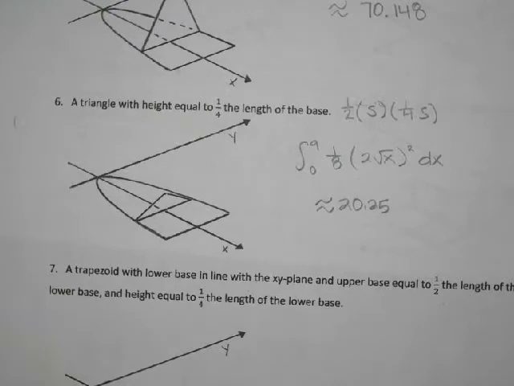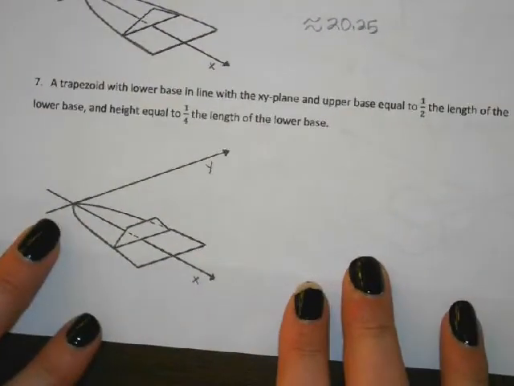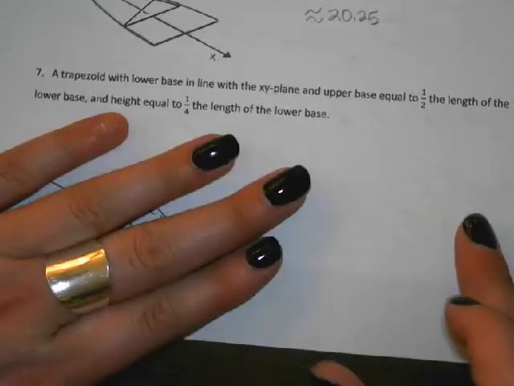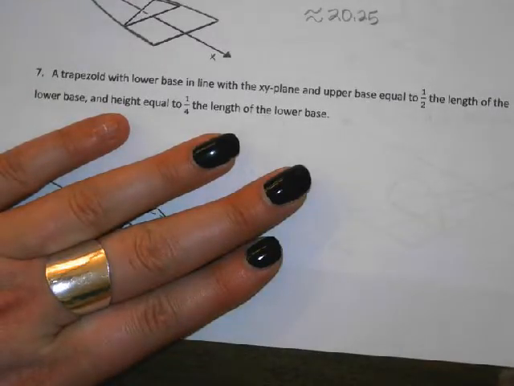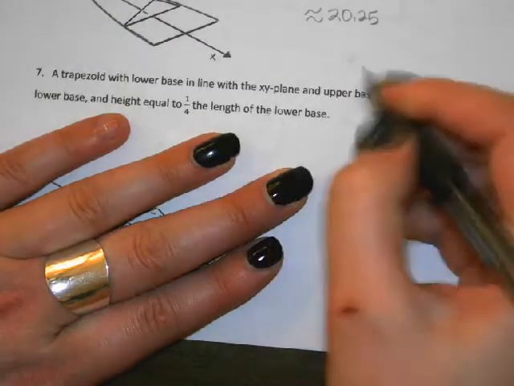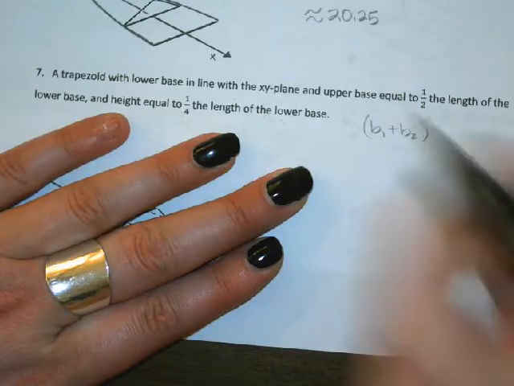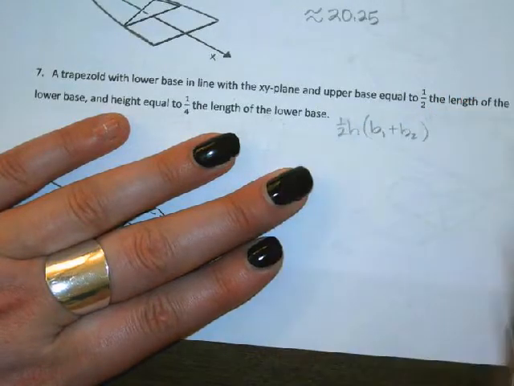Okay. Let's look at the trapezoid, because this one, in my opinion, is the hardest one on the page because you actually have to use your brain. Somebody remind me, let's not even look at the picture. How do we find the area of a trapezoid? Base 1 plus base 2, times 1/2 times height.